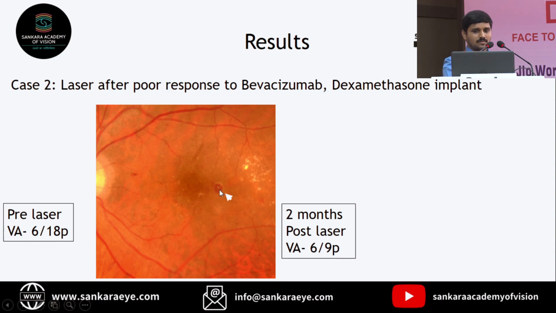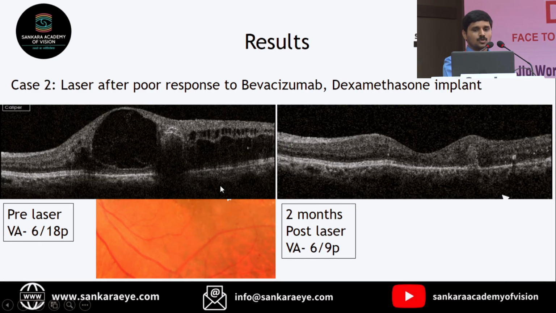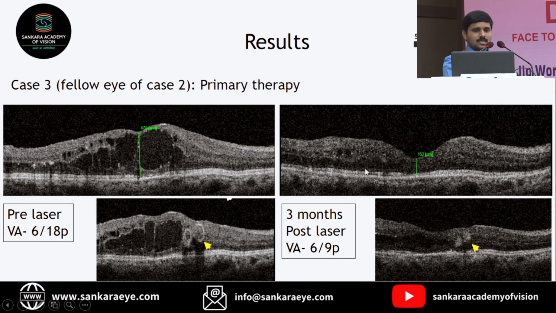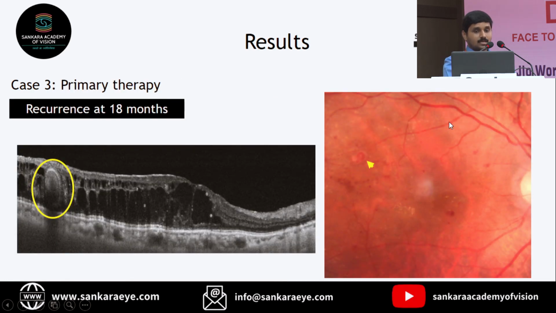no response. Here we can see that there is an aneurysm with a rim. 2 months post-laser, the cavity was completely obliterated and there was a complete normalization of the foveal contour, with no recurrence till the last follow-up at 24 months. This is the other eye of the same patient. In this eye, we considered laser as a primary therapy considering the success with the other eye. Here we can see a complete obliteration of the lumen and a normalization of the foveal contour. He had a recurrence at 18 months due to development of a newer capillary aneurysm with a rim.